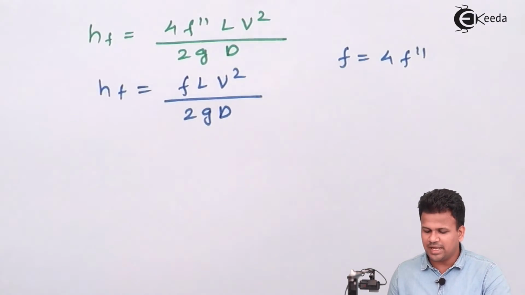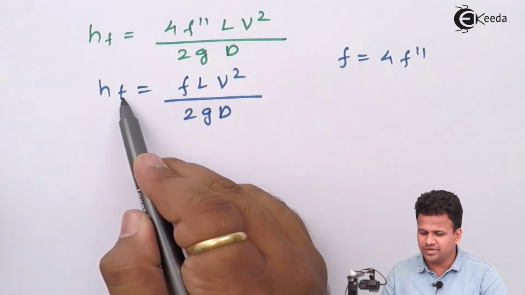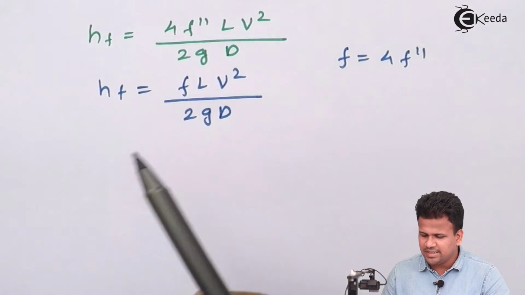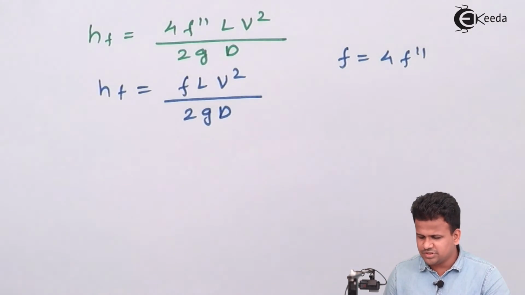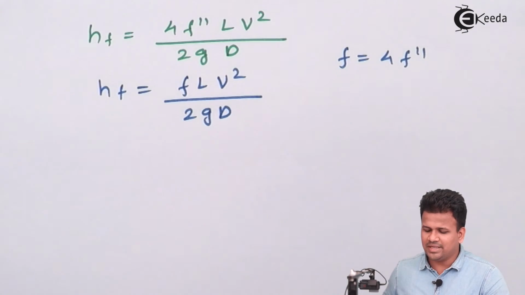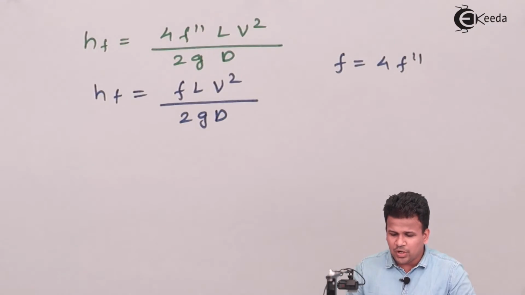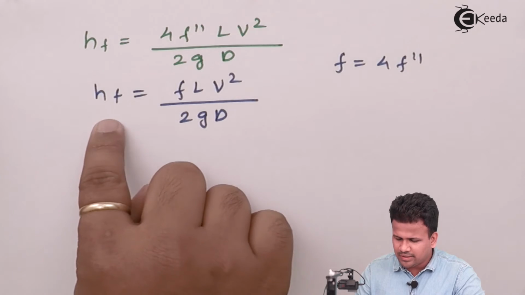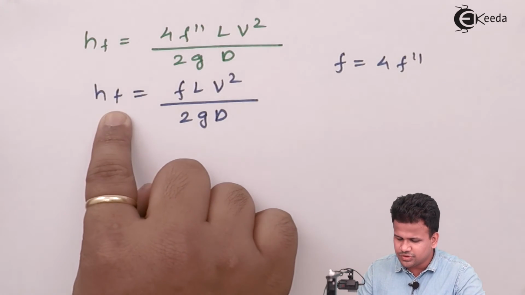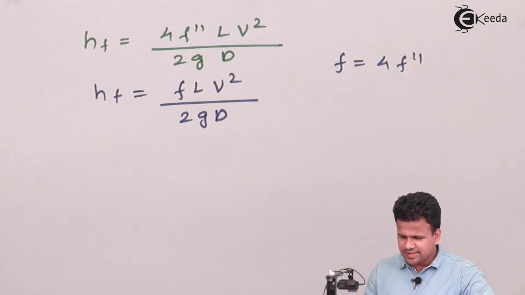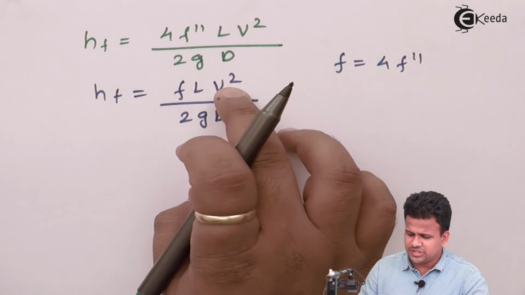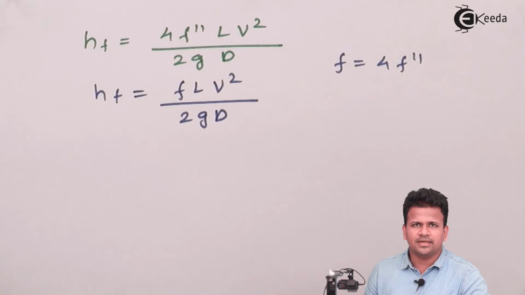Now we have proved that the head loss due to friction, that is the major loss, is f L V square upon 2gD, where f is the friction factor, or we can also call it Darcy's coefficient of friction. So I hope you have understood how we calculate the frictional head loss in terms of friction factor. Now we will study this further with respect to the flow rate in the pipe.